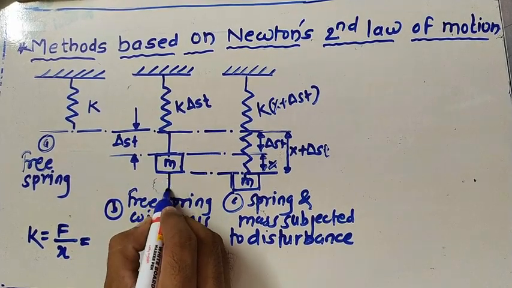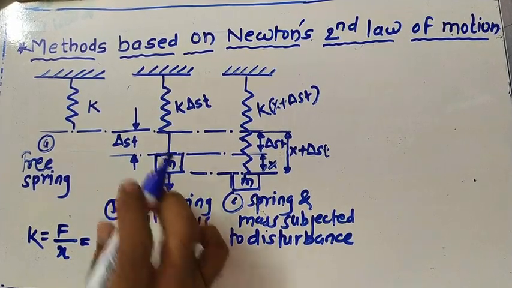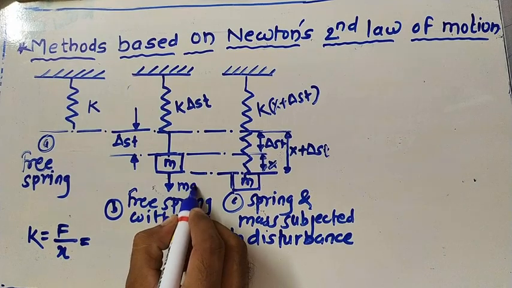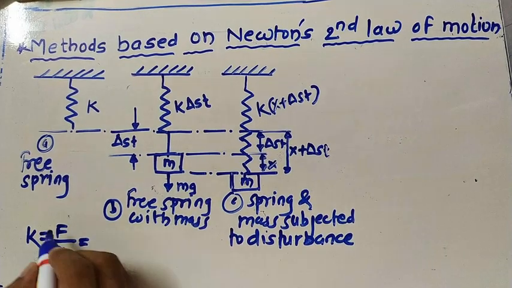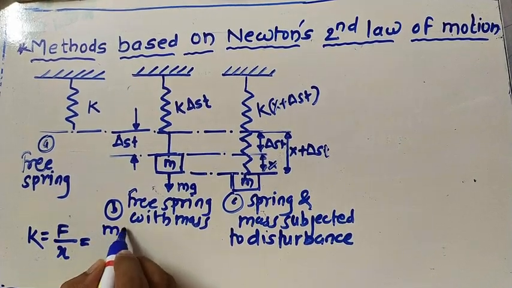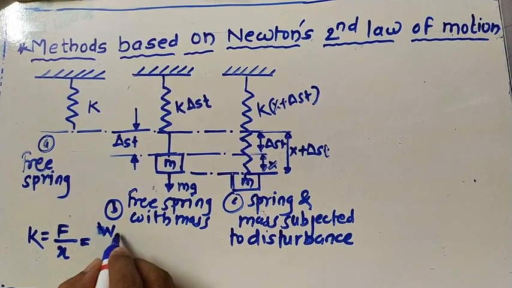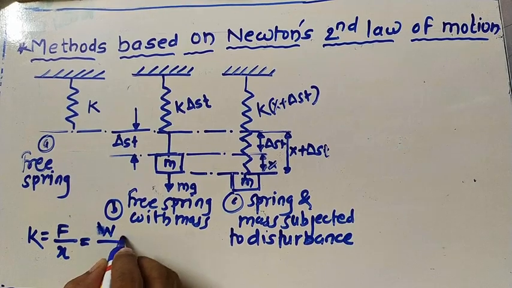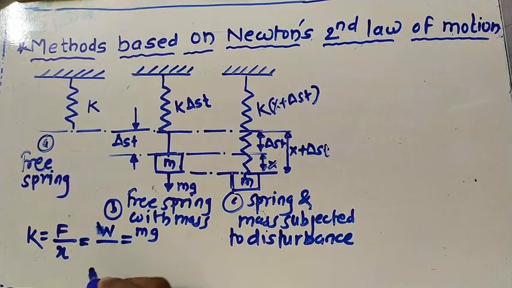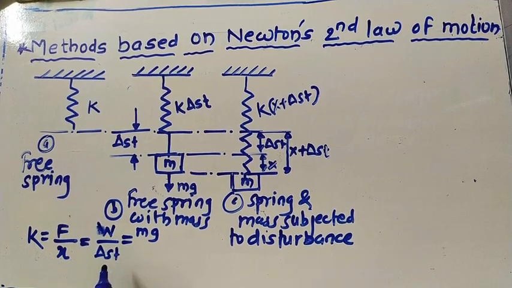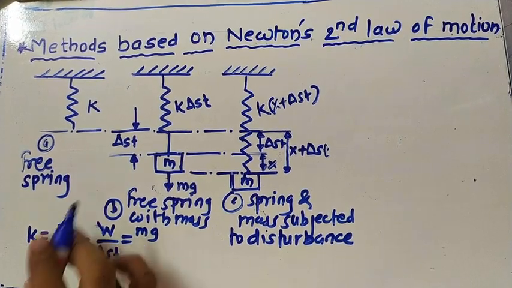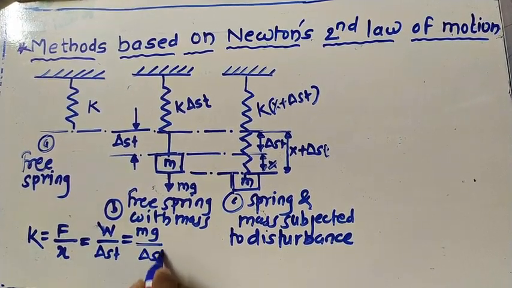So whatever the weight of this one, that will add in the downward direction, okay. So this force must be the weight, okay. I'll just write here mg. The displacement will be the static deflection, that is delta st, okay. Write this relation like this, relation number 1.